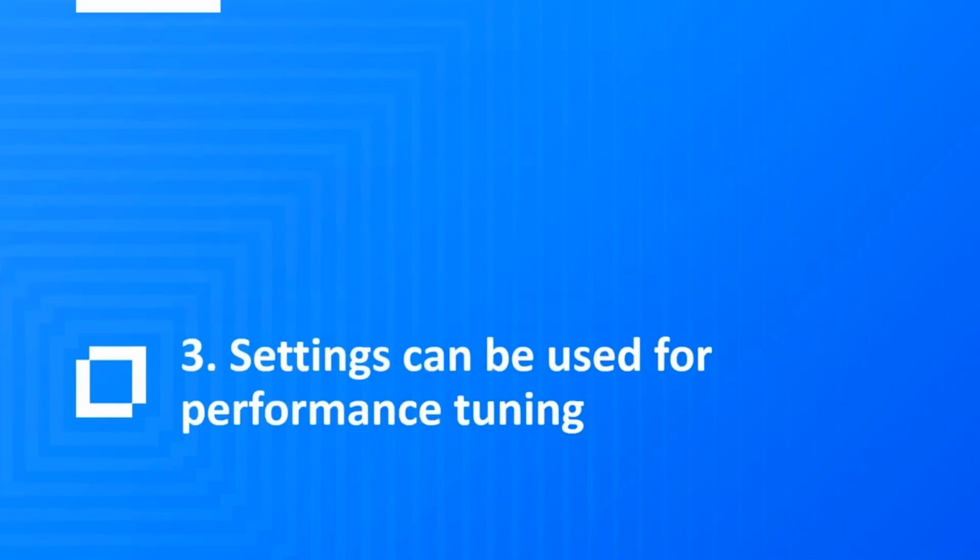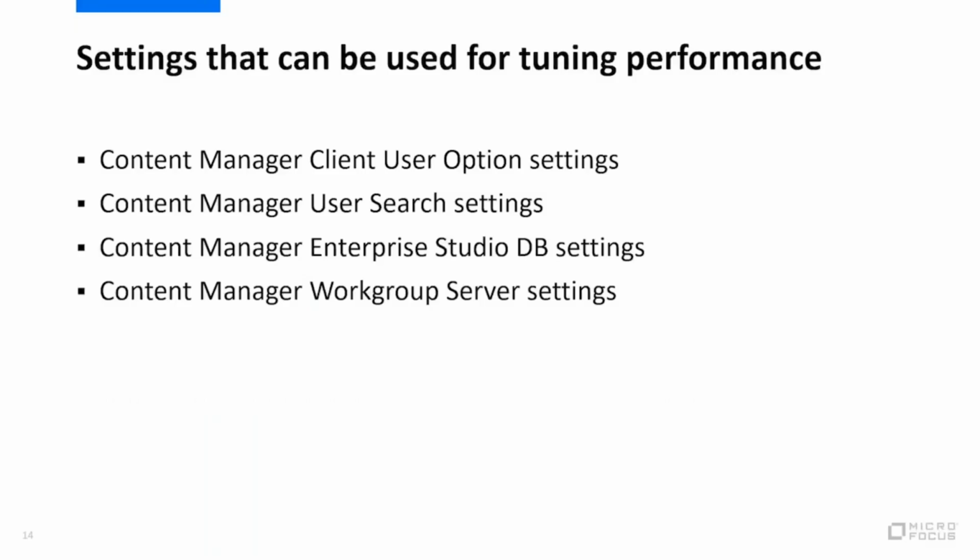The next topic I would like to discuss is settings that can be used for performance tuning. We know in Content Manager there are a few settings that we can set up, configure or change to change how Content Manager behaves. The settings include user client option settings, user search settings, Enterprise Studio database settings, and the workgroup server settings.